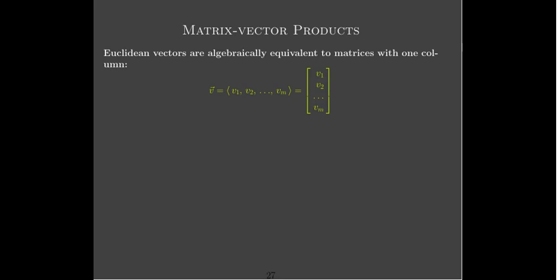All right, so we're going to look at another way of viewing systems of equations in terms of matrix vector products. And this is going to be very useful throughout the rest of the course. So the first thing we're going to note is that vectors are algebraically equivalent to column matrices, or we could just call this a column vector. These are two different ways of writing the components.